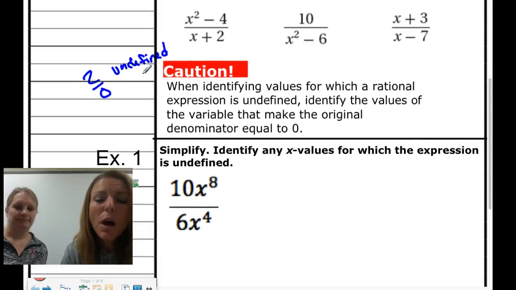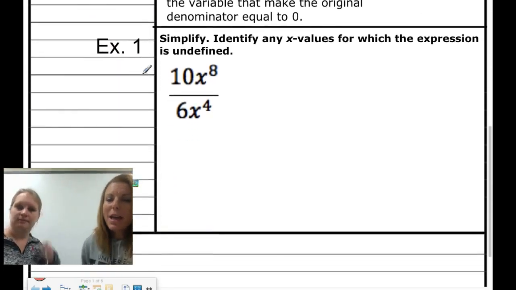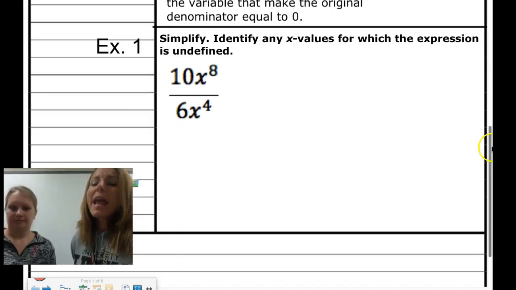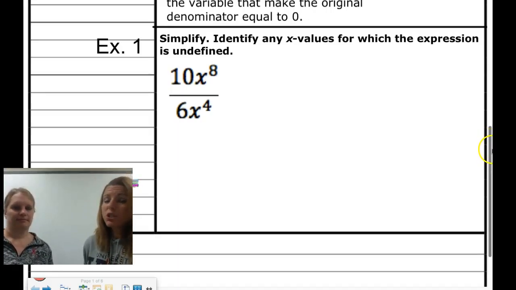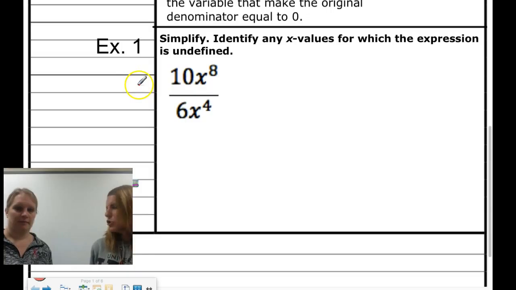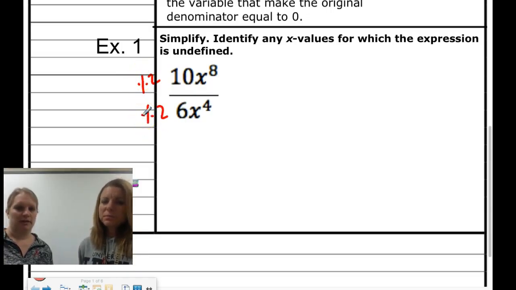Okay, so number 1, simplify. Identify any x values for which the expression is undefined. So let's simplify first. Let's deal with the 10 and the 6 first. Let's ignore the x to the 8th and the x to the 4th. How do you simplify a fraction? You can divide them both by 2. And when we do that, we get 5 over 3.